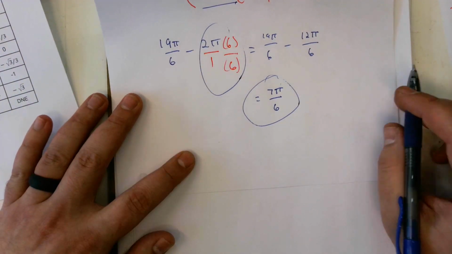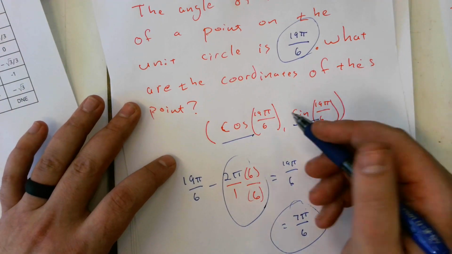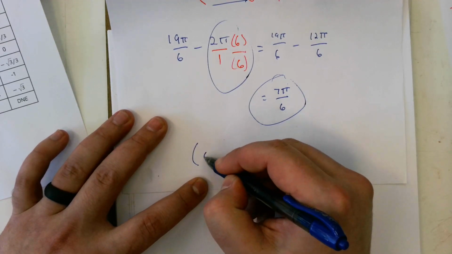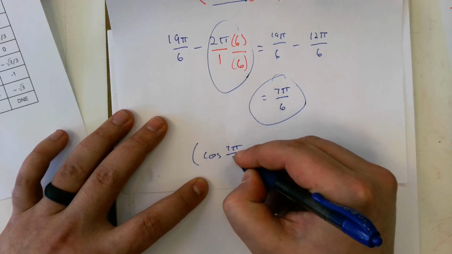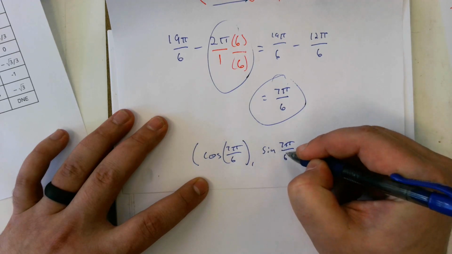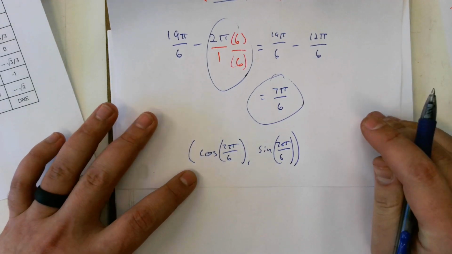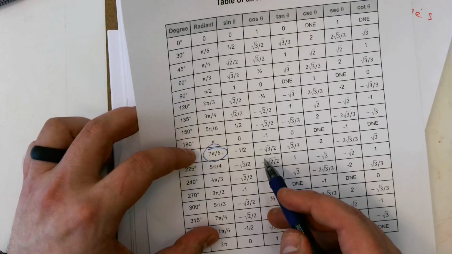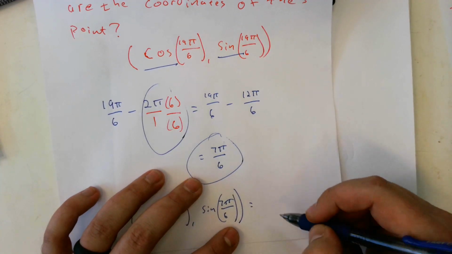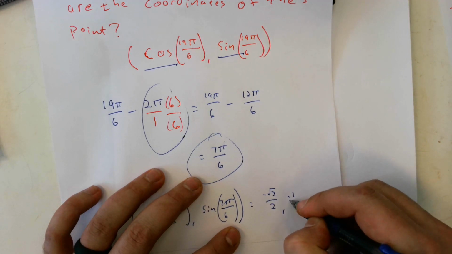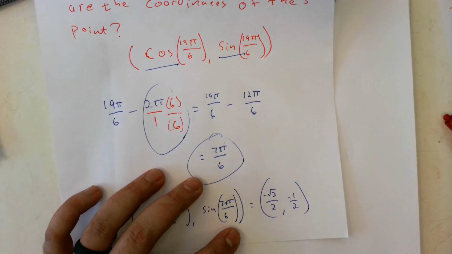So now, the coordinates, what am I looking for? What are the coordinates of this point? So I need the coordinates cosine of 7 pi over 6, sine 7 pi over 6. Well, cosine of 7 pi over 6, I already circled it. Negative root 3 over 2. Sine will be negative 1/2. So, that's all I really need to write. Negative root 3 divided by 2, comma, negative 1/2. That would be a 5 out of 5 answer.